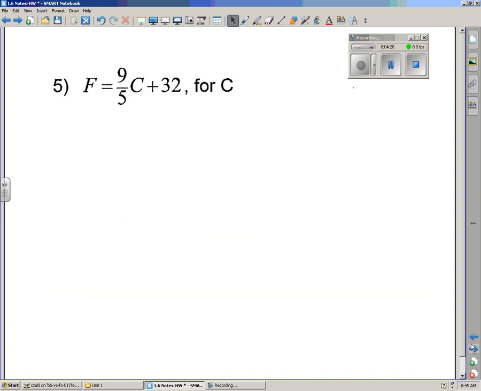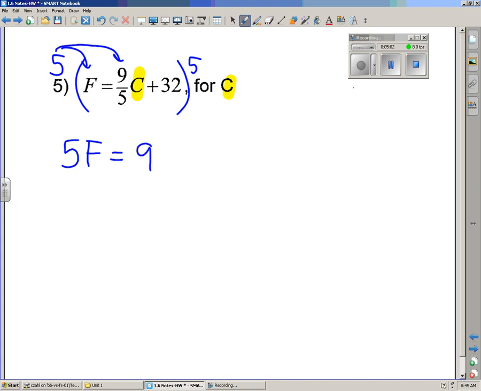Two more to go. Example number 5, we've got that fraction in there again, and we're trying to solve for c. So we've got to get c all by itself. We can subtract 32 from both sides and solve it that way, or lose the fraction. I guess I'll show it to you both ways. The first way would be to lose the fraction, which means I would multiply everything through by a 5. What that would leave me with is 5f equals, when I distribute here, the 5's will cancel, and that would be equal to 9c plus 32 times 5, or 160.